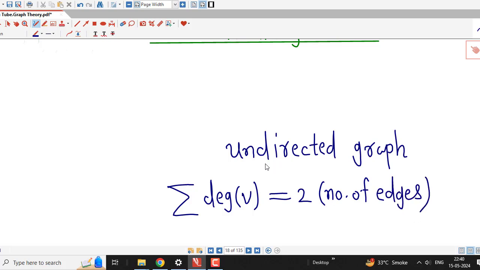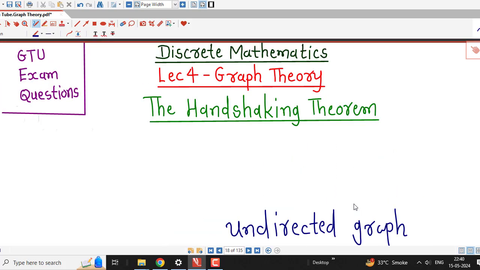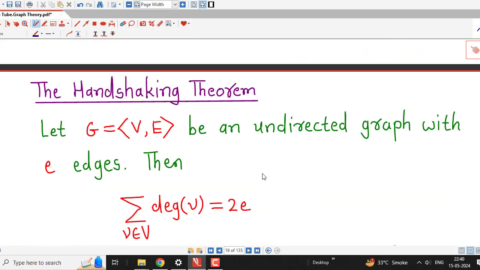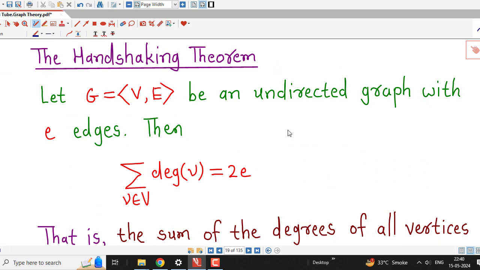In an undirected graph, the sum of degrees of all vertices is equal to twice the number of edges in the graph. This is known as the handshaking theorem and it is a very famous result. So sometimes they can ask you to write down the statement of the handshaking theorem.